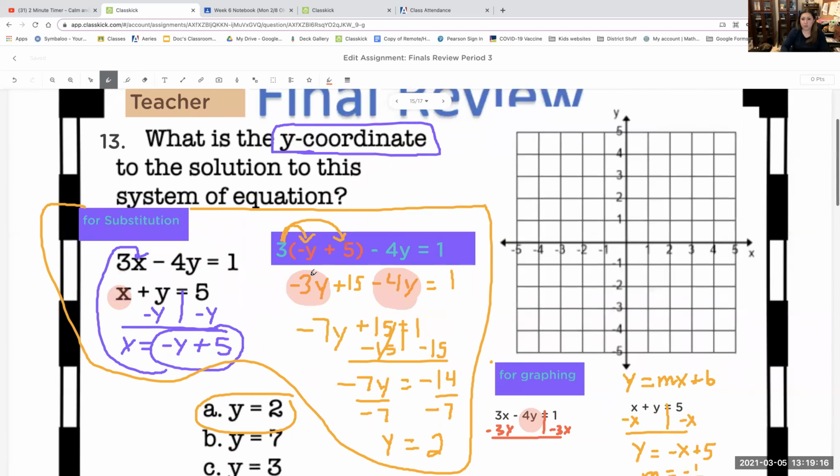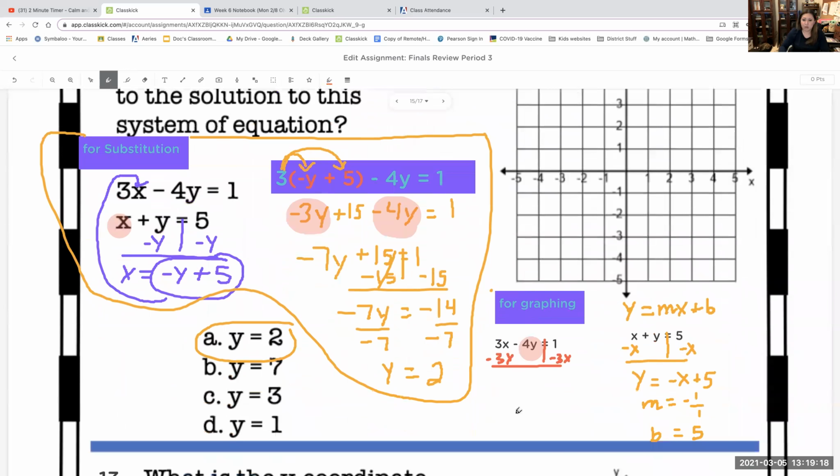I still feel like I need to zoom in. My 3x's go away. I'm left with negative 4y equals. Again, I can't do anything with these guys. Even if this was a negative 3, I still needed to have an x. So I'm going to just put it side by side. Negative 3x plus 1. That 1, nothing's happening to it.